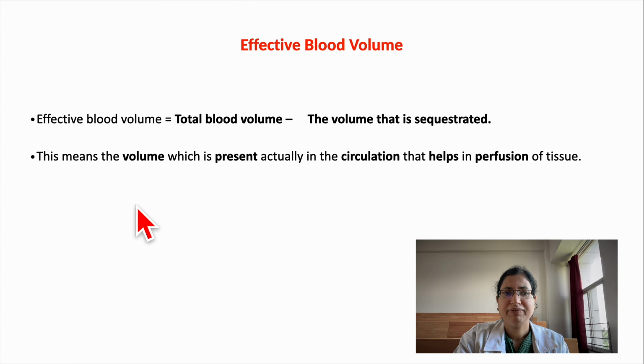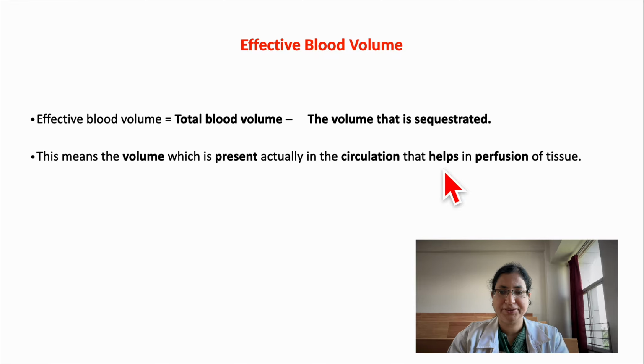Effective blood volume is equal to total blood volume minus the volume that is sequestrated. This means the volume which is actually present in circulation that helps in perfusion of tissue. So this is the effective blood volume, which is helping in the perfusion of tissue or supply of blood to the tissue.